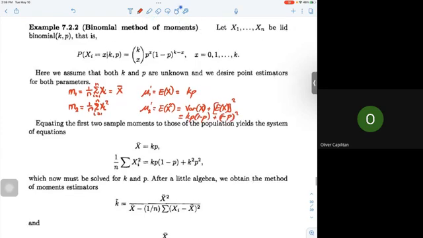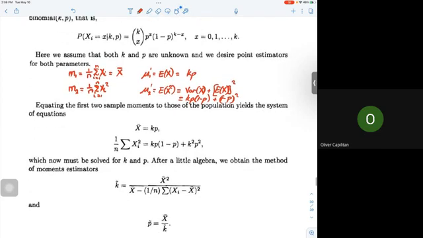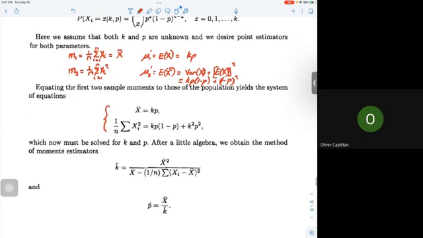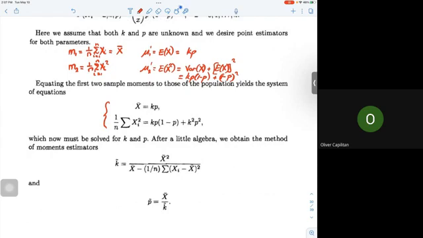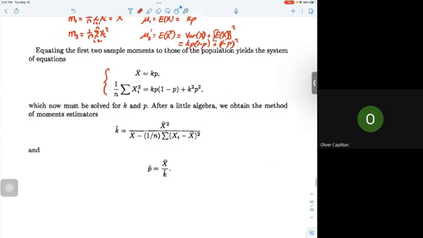Okay, so these are the sample moments as well as the population moments. Then we're going to equate. So we have x bar is equal to kp, and then the second sample moment equal to the second population moment. So we have a system of equations here in two unknowns, k and p. So we are now going to solve for k as well as p.